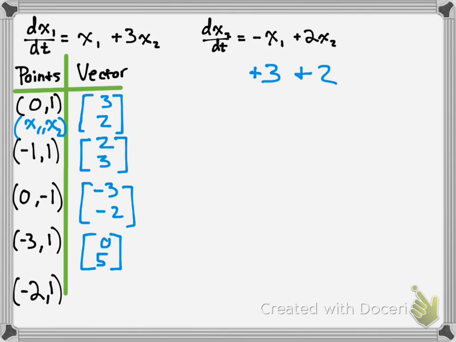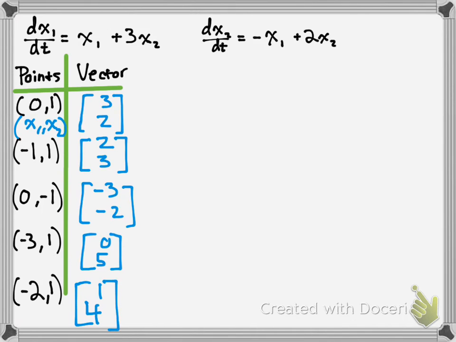And then again, last one. If we plug in 2 over here, then we have -2 plus 3, which is 1. And finally, -2 times -1 is +2. Plus 2 is 4. So 2 plus 2 is 4. Alright, so those are our vectors.